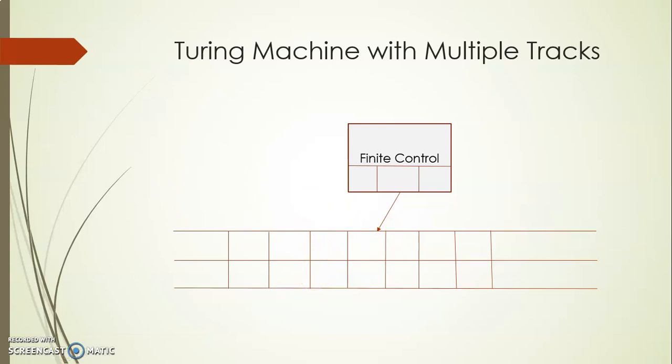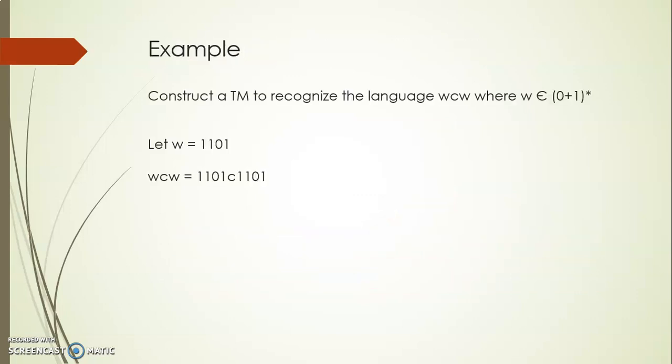We'll see how a Turing machine with more than one tape looks in the next topic. For the time being, assume that a single tape is divided into multiple tracks, and each track is capable of storing a string of information, right? Now we'll explore the structure with the help of an example.